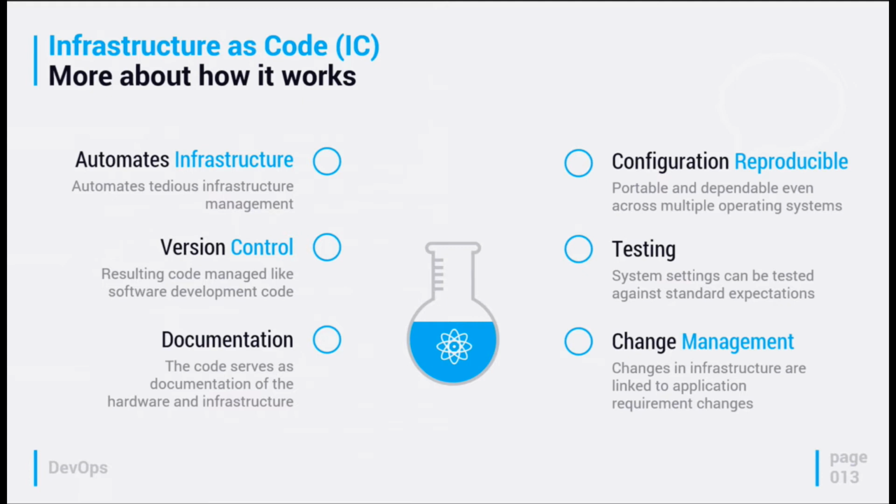The code and scripts serve as documentation for the hardware and infrastructure, which can be used by developers and DevOps engineers alike. The configuration process is reproducible and portable. Changes in infrastructure are linked to application requirements changes so that it all can be easily inspected and tracked. Since infrastructure provisioning is now a matter of code, development can test applications in production-like environments earlier in the software development lifecycle.